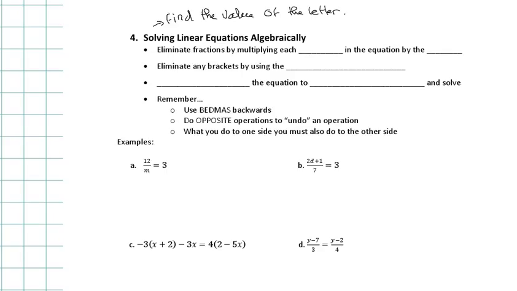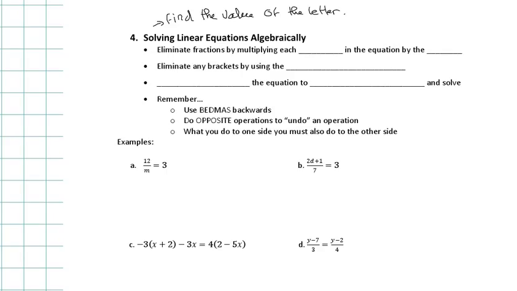So we're going to have to use BEDMAS backward. We're going to do the opposite operation to undo the operation. If you're adding, what do you do? Subtract. If you're multiplying, what do you do? Divide. If you're dividing, what do you do? Multiply. If you have a square, what do you do? Square root. The opposite of square is square root.